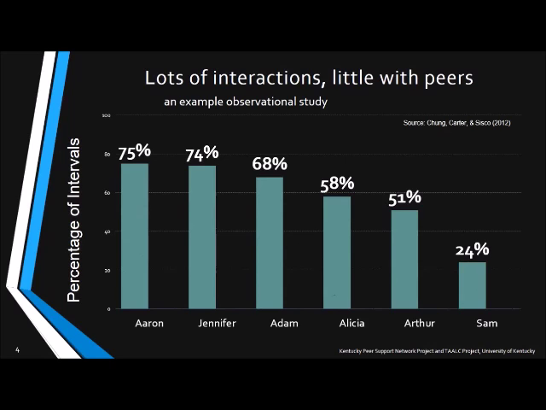But once he looked at the types of interactions, it turned out that only a very small percentage of those interactions were actually with their peers. So for Aaron and Jennifer and Adam, it was 5 to 6% of the time with peers. The rest is with adults. When you go over to Sam, although he didn't have many interactions, the majority of his were with his peers, which was nice. And then two students, no interactions with peers, none. So that's some of the things we really are working to change.